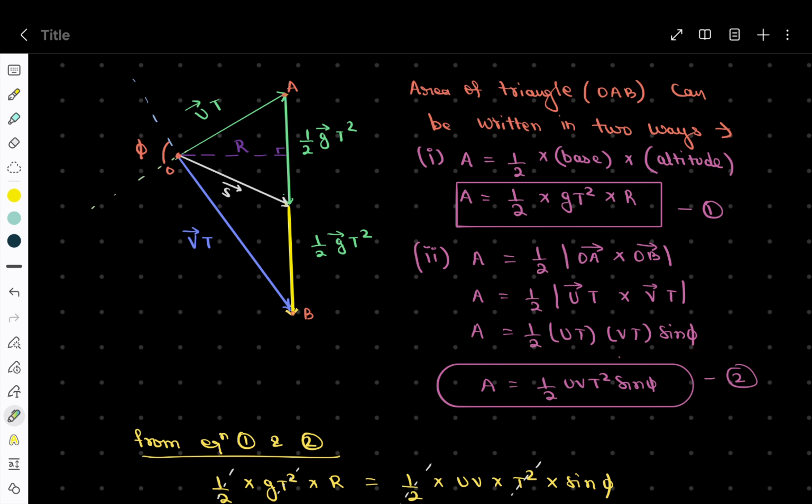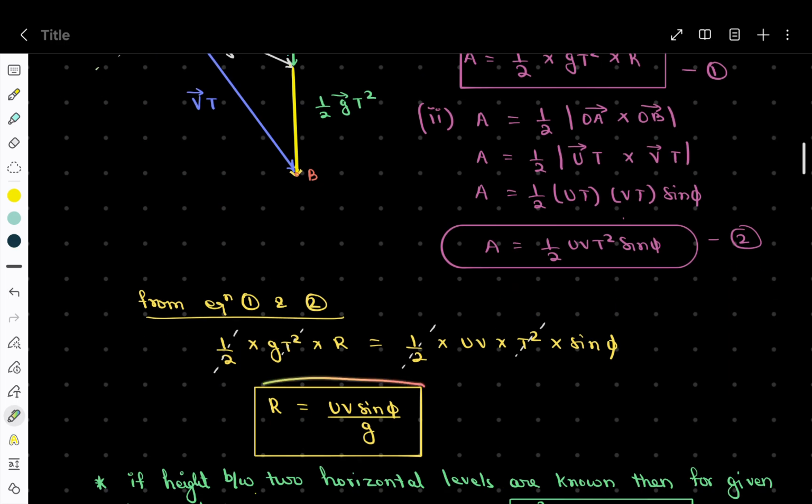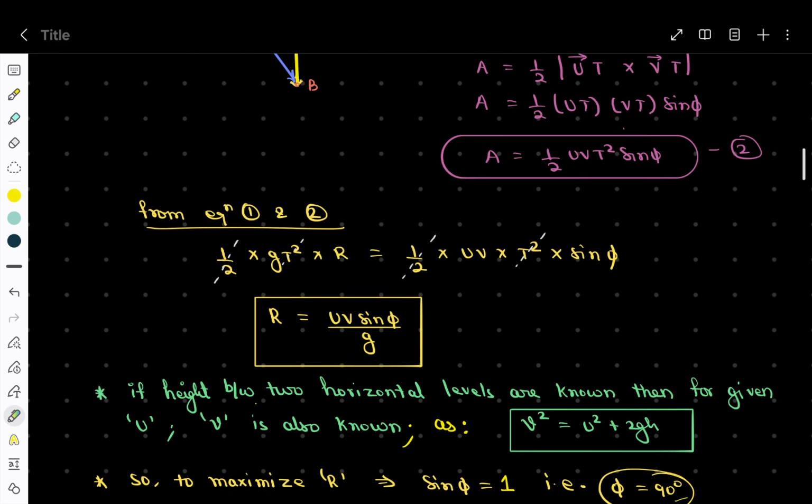So now in two ways we have found the area of this triangle, so we will be equating them. On equating, what I get, R equal to uv sine phi by g. So we have now found the value of range. The result for the range of the projectile has come out to be u into v into sine phi by g, where phi is the angle between u vector and v vector.